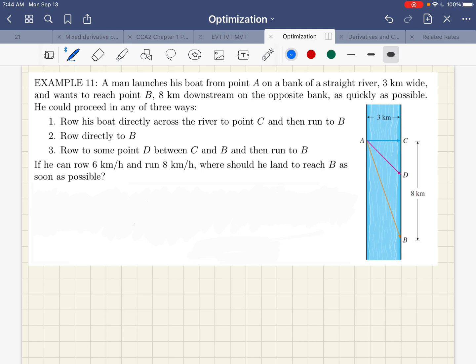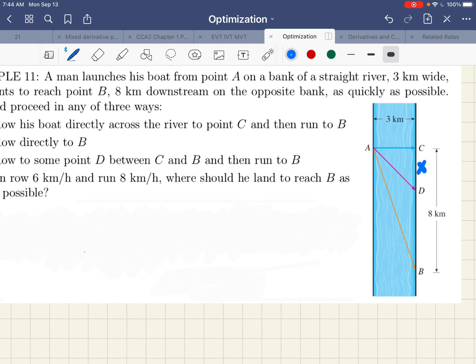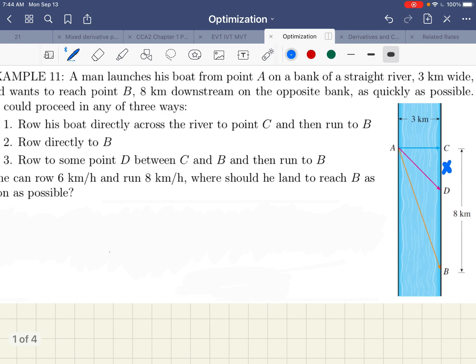So I would label from C to D as x. Okay. And the question is, where should point D be? What's the optimal distance x? And it could be anywhere from 0 if we row straight across to C, or all the way up to 8 if we row straight to B. And we know this side is 3.